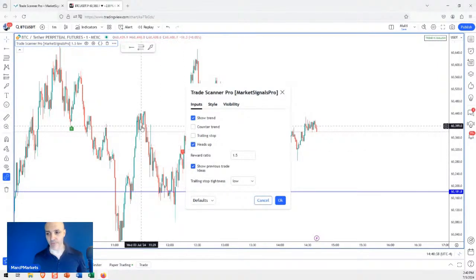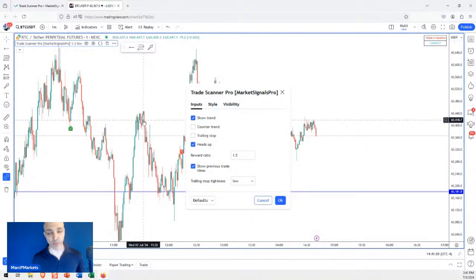Then you have heads up. What heads up does is it draws orange candles on the chart. The orange candles are a heads up or a warning that a signal is likely to appear in the next 3 to 5 bars. So understand, on a 1 minute chart, if I get heads up, that means in the next 3 to 5 minutes, a signal is likely to appear on my 1 minute. But if I'm working on a 1 hour chart and I see a heads up, that means in the next 3 to 5 hours, a signal is likely to appear on that time frame. Okay, makes sense? So that's what heads up is.